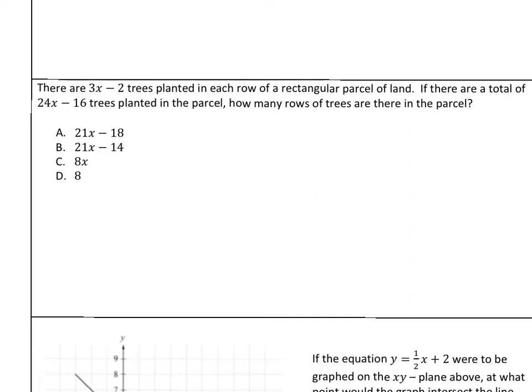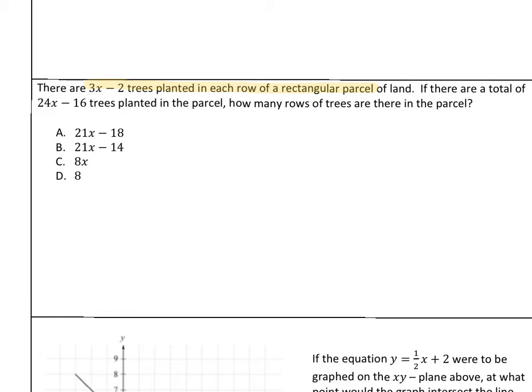All right, so we see that there are 3x minus 2 trees planted in each row of a rectangular parcel of land. If there are a total of 24x minus 16 trees planted in the parcel, how many rows of trees are there in the parcel? So let's look at what we know.